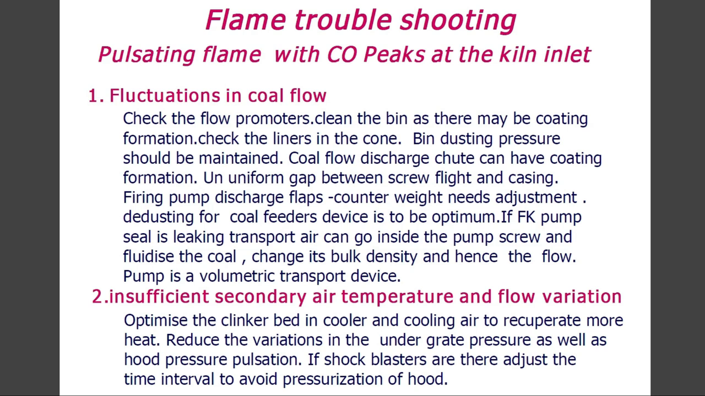If the FK pump seal is leaking, transport air can go inside the pump screw and fluidize the coal and change its bulk density, and hence the flow, as the pump is a volumetric transport device. Insufficient secondary air temperature and flow variation. Optimize the clinker bed in the cooler and the cooling air to recuperate more heat. Reduce the variations in the undergrate pressure as well as hood pressure pulsation. If the shock blasters are using air, adjust the time interval to avoid pressurization of the hood.